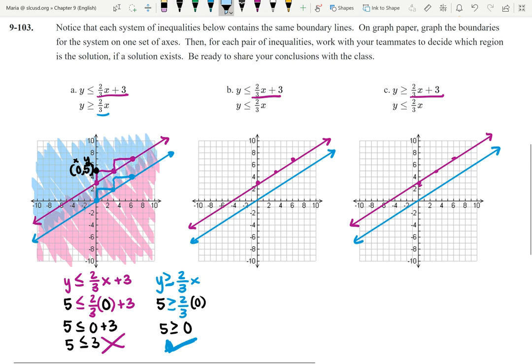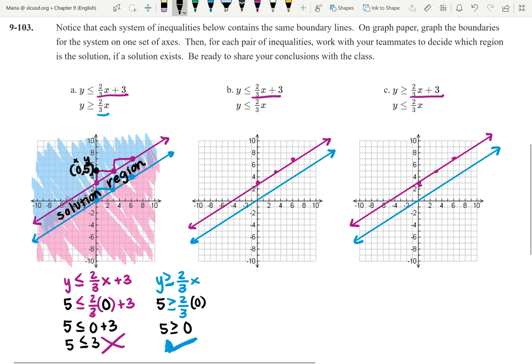So where is the solution region here? It is between these two parallel lines. The overlap is in between these two lines, the solution region. And since both lines are solid, the solution region does include the lines themselves. Okay, so we're done with part A.